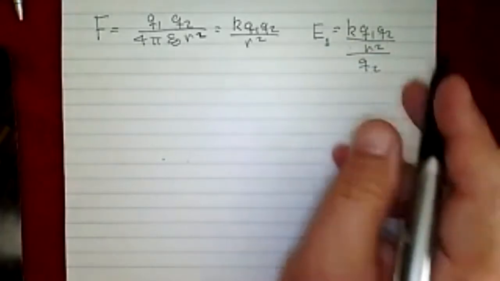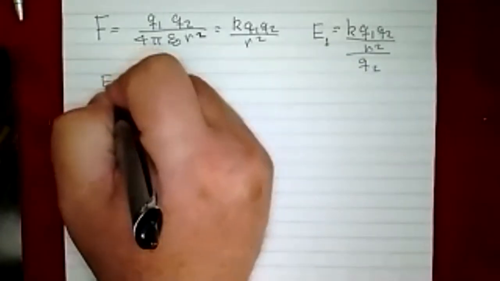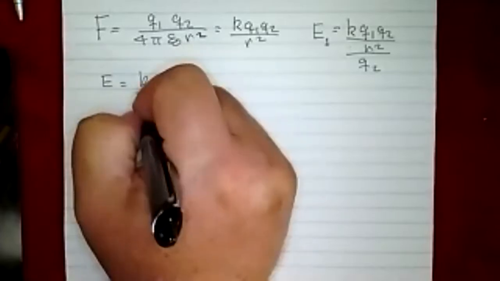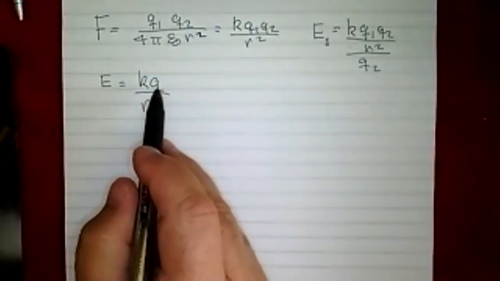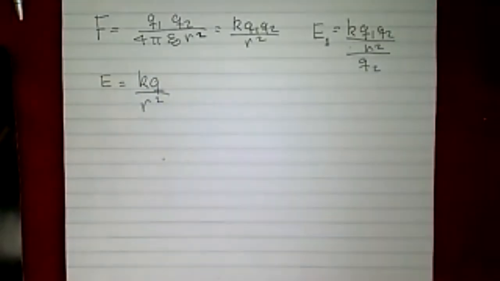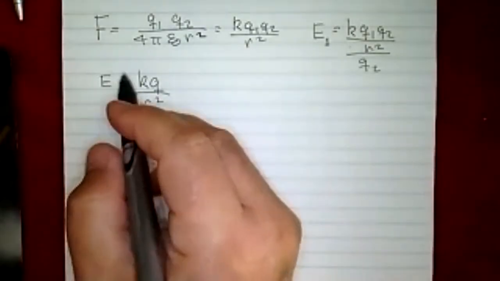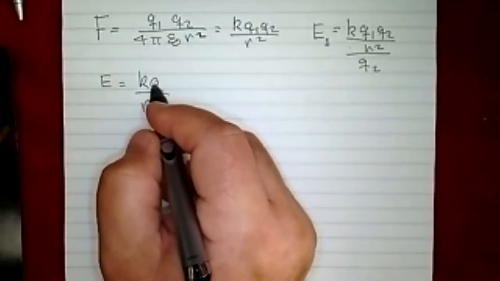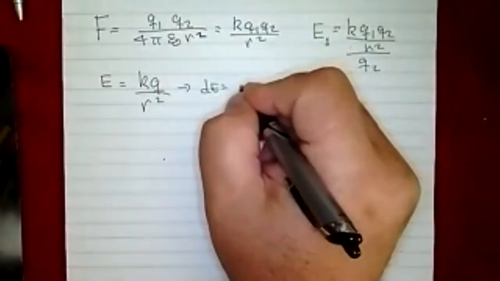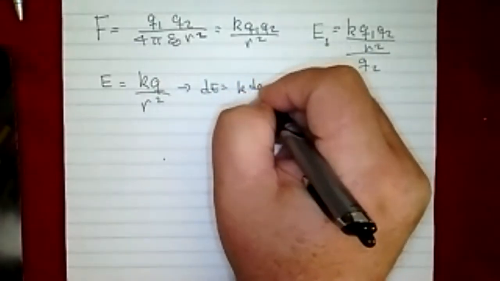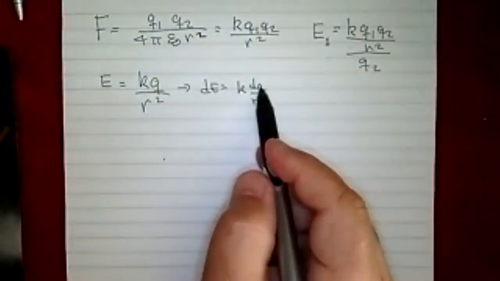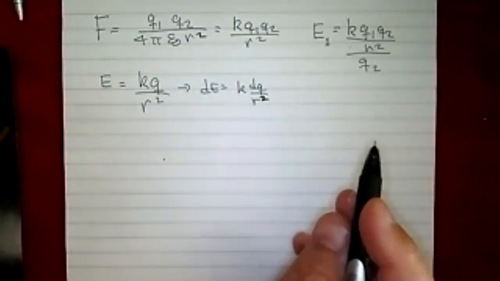So ultimately what we get is the electric field is equal to kQ over r squared, and that's the electric field caused by Q. Again, this is just a magnitude, so we actually have to define a direction. If you want to consider an infinitesimal small amount of charge dq, then we can convert that to dE is equal to k dq over r squared, where again r squared is the distance between the dq and the point at which you wish to know the electric field.